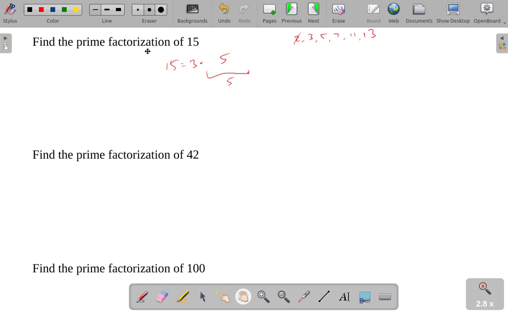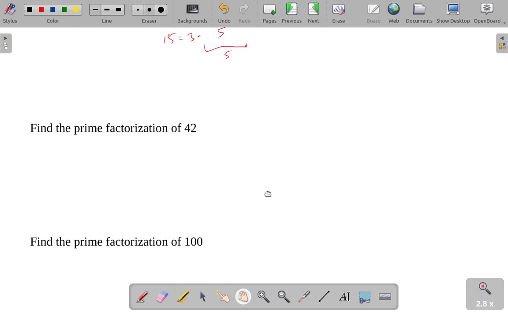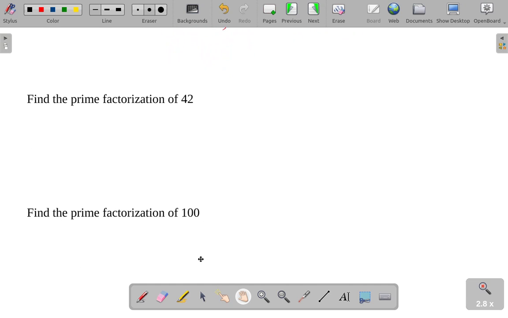When we say prime factorization, we're talking about writing a number as a product of a bunch of prime numbers. So that's why I'm starting with my prime number list. So 2, 3, 5, 7, 11, 13. Again, that list can go on, but this is generally enough.